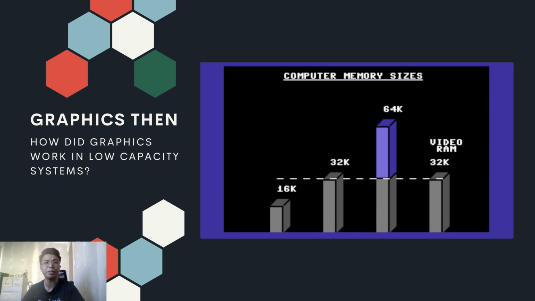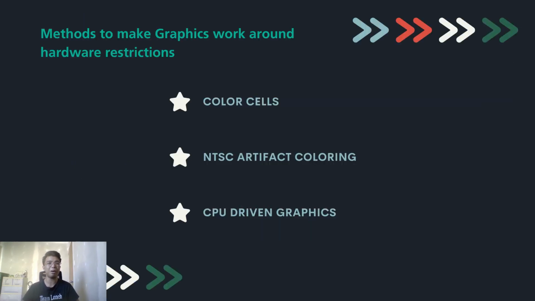So the same principle applies: the more colors you want to add, with 256 colors needing 64 kilobytes and so on. So it begs the question, how did developers work around these restrictions during these times? Here are common methods that were used back in the day to make graphics work around these hardware restrictions. We have three, namely color cells, NTSC artifact coloring, and CPU-driven graphics.